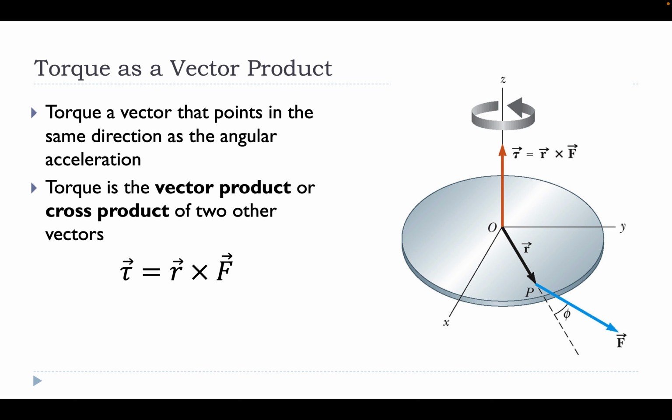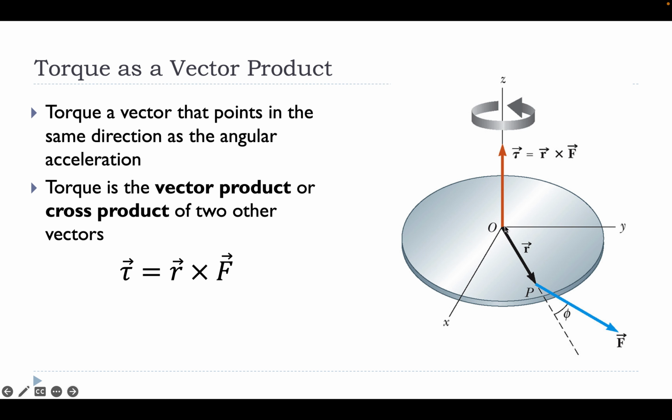And when you multiply vectors in this way, you end up getting a new vector instead of a scalar, which is why it's called a vector product. So it turns out that torque is the vector product of the distance, or the vector that represents the distance from the axis of rotation out to where the force is actually applied.